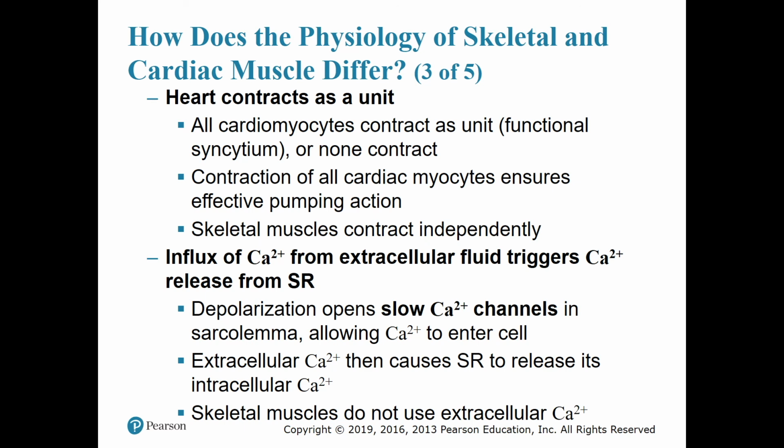Skeletal muscles, on the other hand, contract independently. In cardiac muscle, the influx of calcium from extracellular fluid triggers calcium release from the sarcoplasmic reticulum. Depolarization opens the slow calcium channels in the sarcolemma, allowing calcium to enter the cell. Extracellular calcium then causes the sarcoplasmic reticulum to release its intracellular calcium. Skeletal muscles do not use extracellular calcium. The calcium used in skeletal muscle is found only within the sarcoplasmic reticulum.